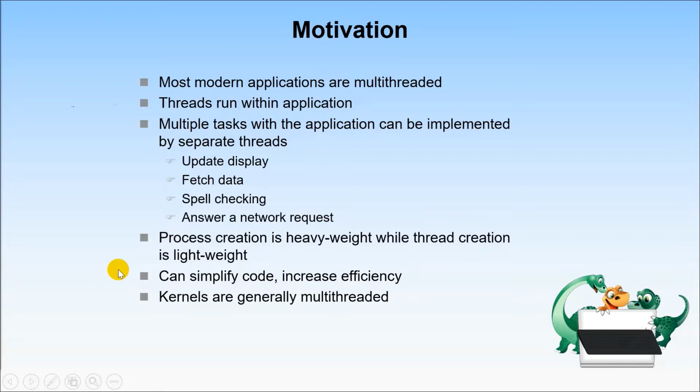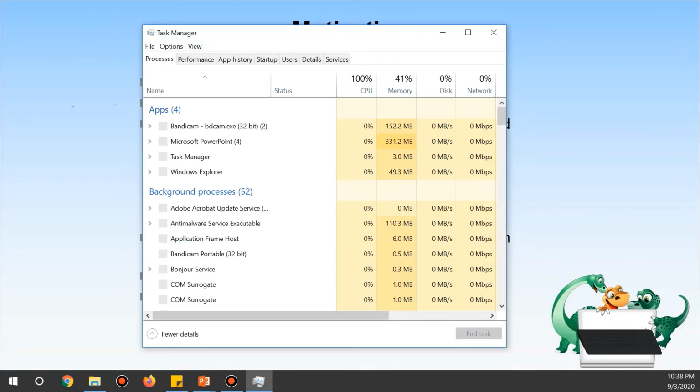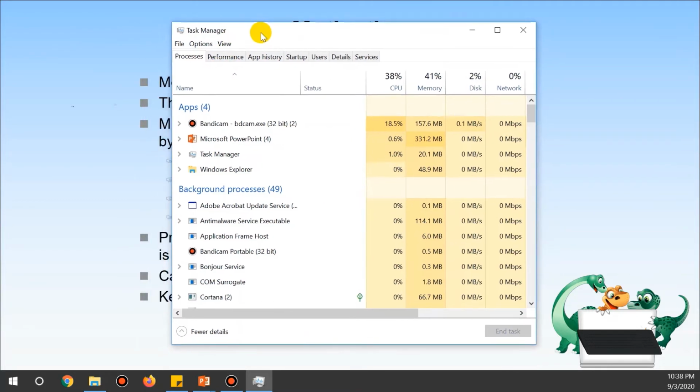Let me open the task manager here so that we'll be able to see the threads. So we have here our task manager.